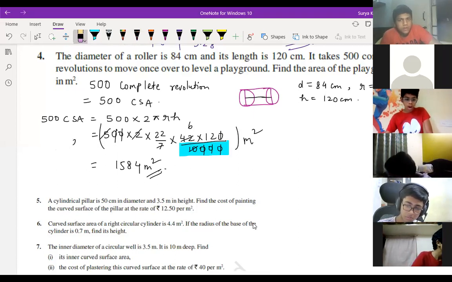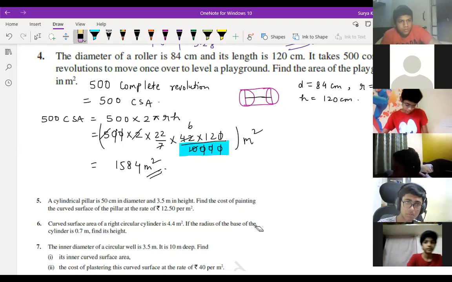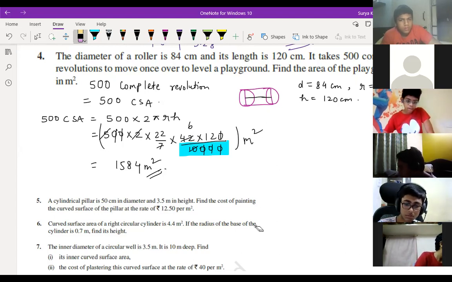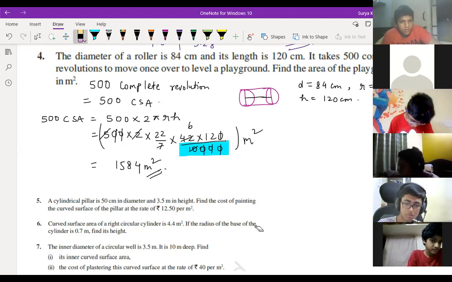So you got 1584. Anyone who is having doubt in this question, children, how to understand this question, how to find this? Sir, I am getting 3,13,168 or something. How did you do it, Satvik? What is your mistake? Where are you making the mistake? Did you do it in my method only or some different method? Sir, I forgot to multiply by 500. Sir. You should multiply by 500 now.